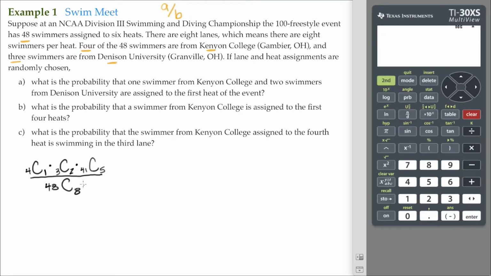So now we'll go ahead and figure the sample space here. 48 choose 8, that's going to be 48 factorial over 48 minus 8 factorial, that's 40 factorial, and then 8 factorial.